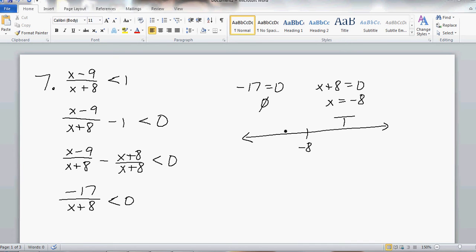Now it's highly likely that the other side will be false, but let's pick a value, negative 10. Negative 10 minus 9 is negative 19. Negative 10 plus 8 is negative 2. Negative 19 over negative 2 is 19 halves. 19 halves is not less than 1, and so it is false. And so we need to go from negative 8 to infinity, and since there's no equal to, it's from negative 8 up to infinity.